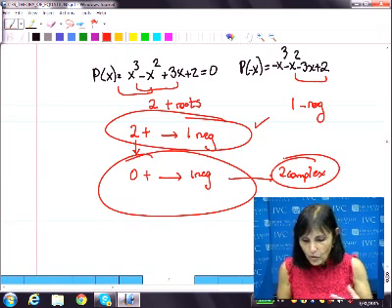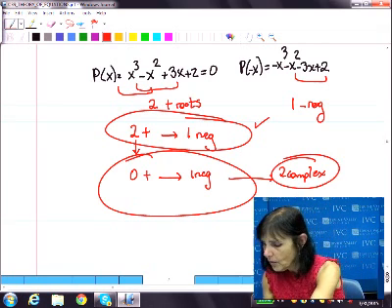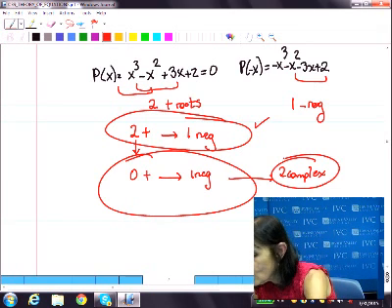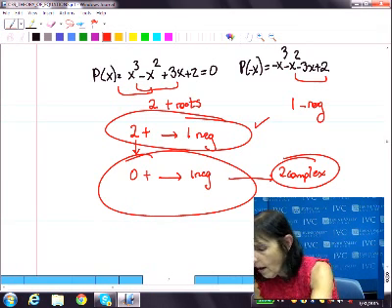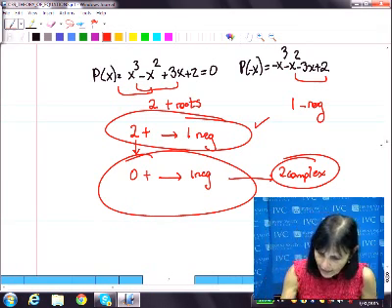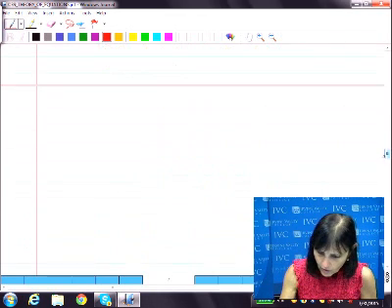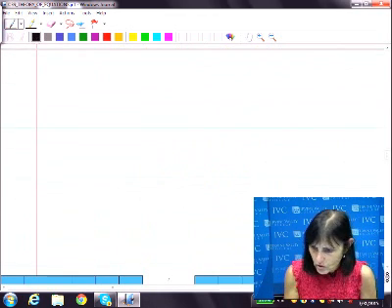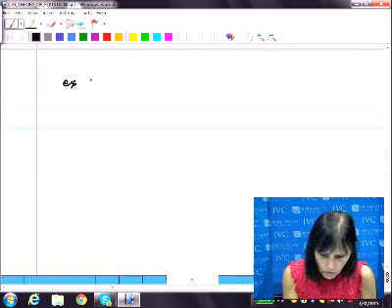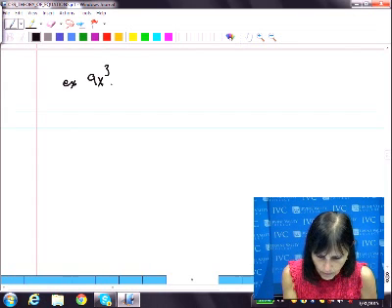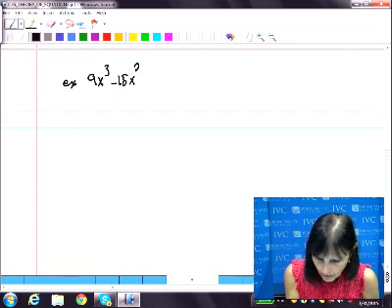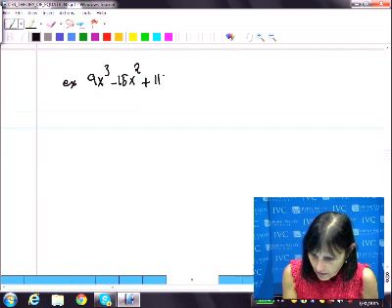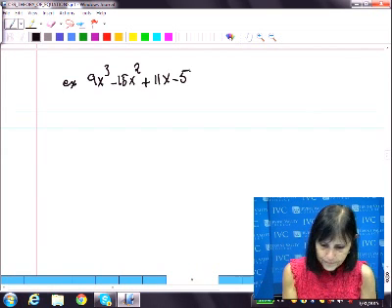All right? So you can actually decide and you can try different things. So how do we put all this stuff together in an example? And that is actually pretty good, looking at the whole picture. So let's do an example. 9x cubed minus 15x squared plus 11x minus 5.